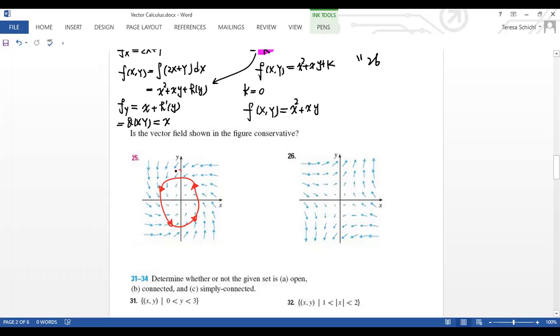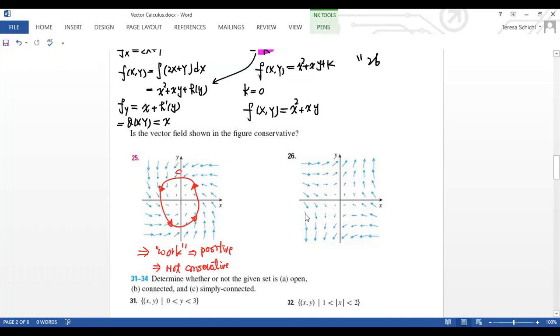Then if you look at this C path here, it looks like it's all going in the same direction as the force, that is, your vector. So probably for this one, the work is positive. That means this is not conservative, right? If it's conservative, the work over a closed path has to be 0.